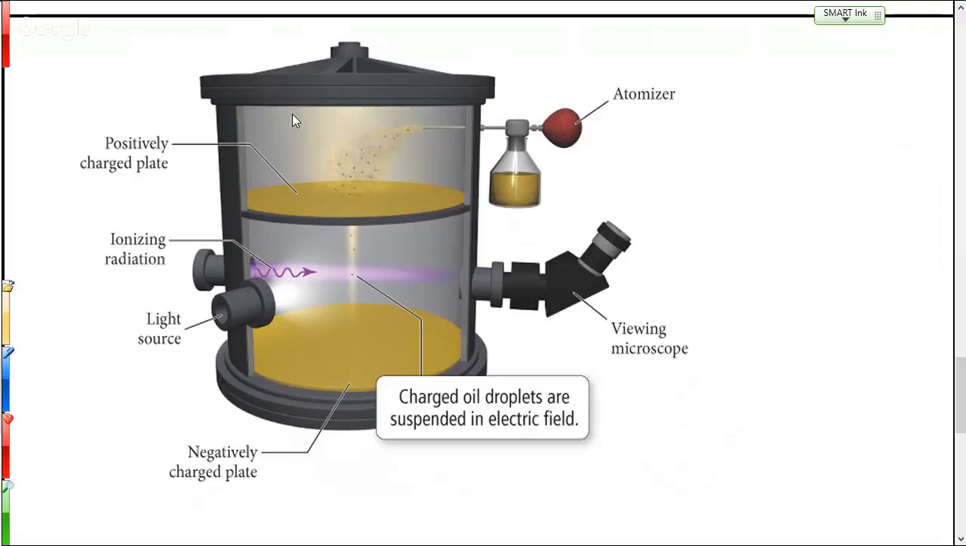You have these tiny, tiny droplets of oil, and then they fall through this little hole one at a time. So he makes this thing so the little droplets of oil are only going to go through one at a time. And then you've got ionizing radiation, like cathode rays, shooting through, or maybe they're X-rays. Does it say?